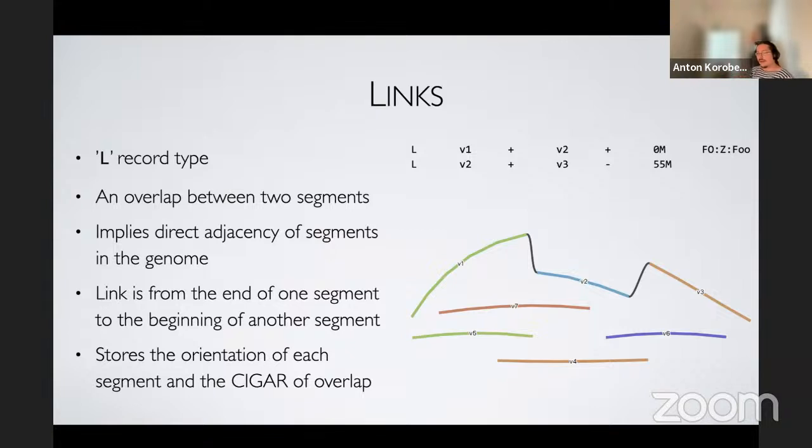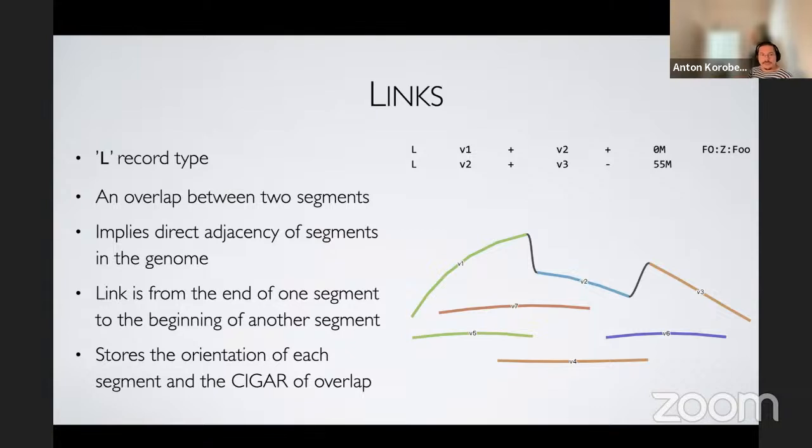So we implicitly think that everything is bidirectional. Genomes are bidirectional, right? We have the two strands, the forward and reverse strand. But usually we don't need to store both strands. We only need to specify the orientation.